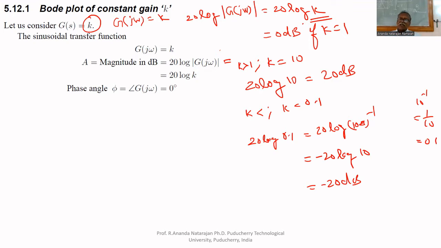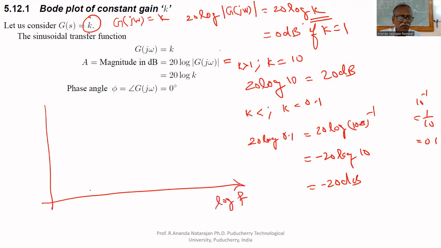If k is greater than 1, let's say 10, you will get 20 dB. If k equal to 1, you will get 0 dB. What is the plot? Magnitude plot. The magnitude plot is against log f. In a logarithmic scale, you will put 0.1, 1, 10, 100, like that. Each division is one decade. That is called one decade, a fold of 10. If you multiply 0.1 by 10, you will get 1. If you multiply 1 by 10, you will get 10, like that.